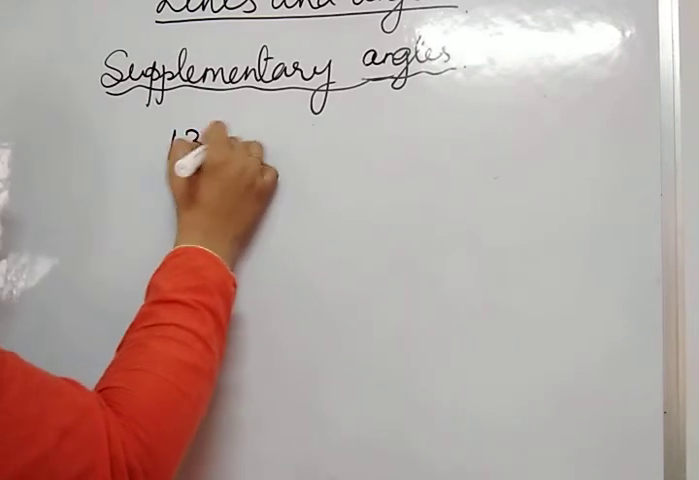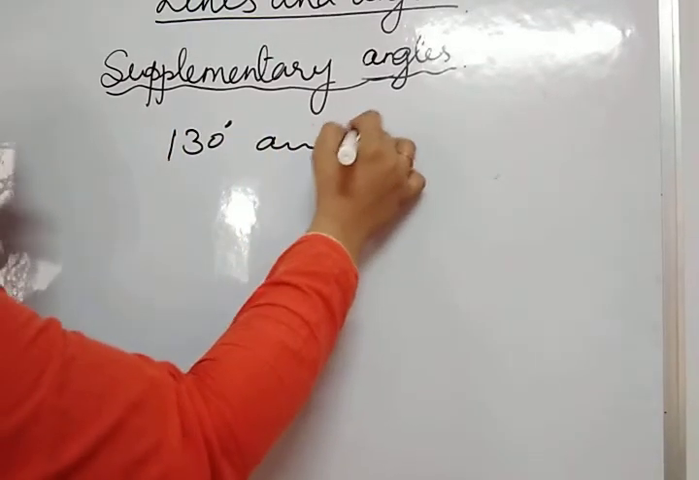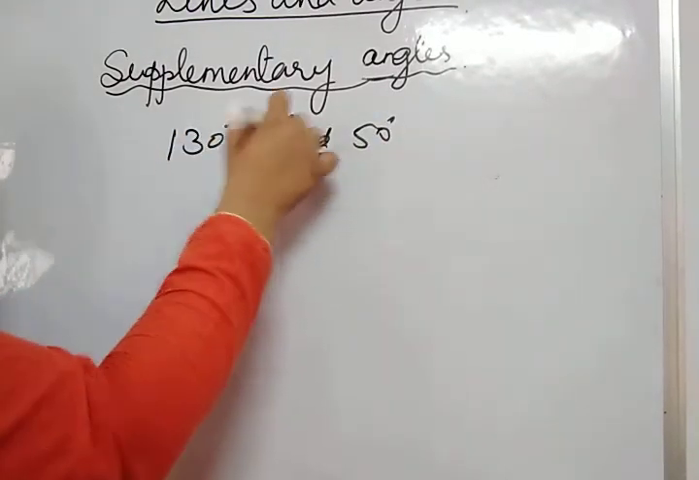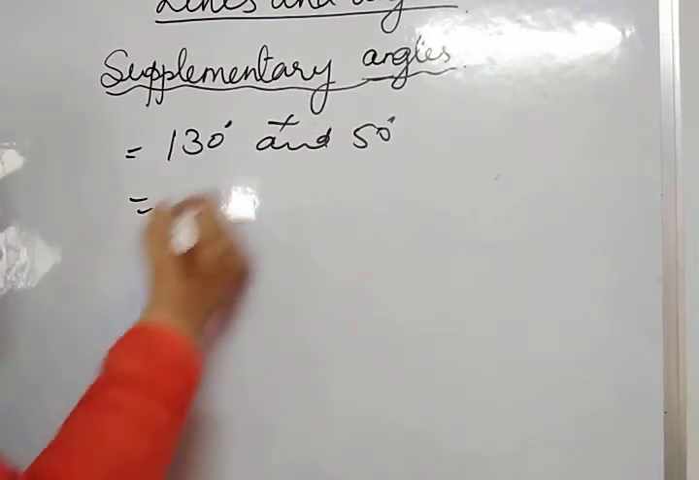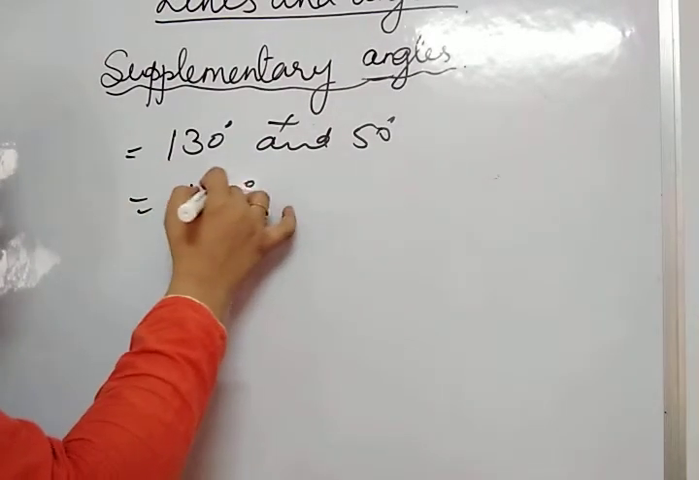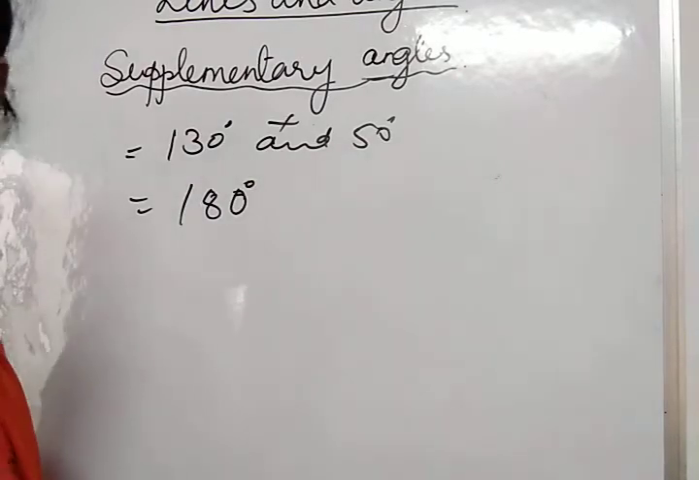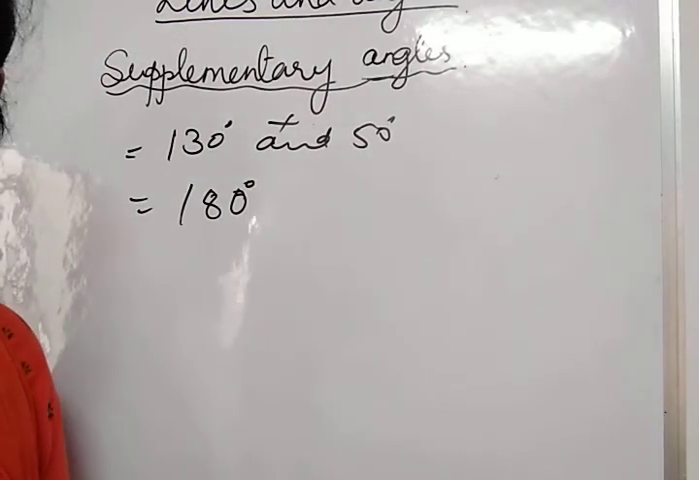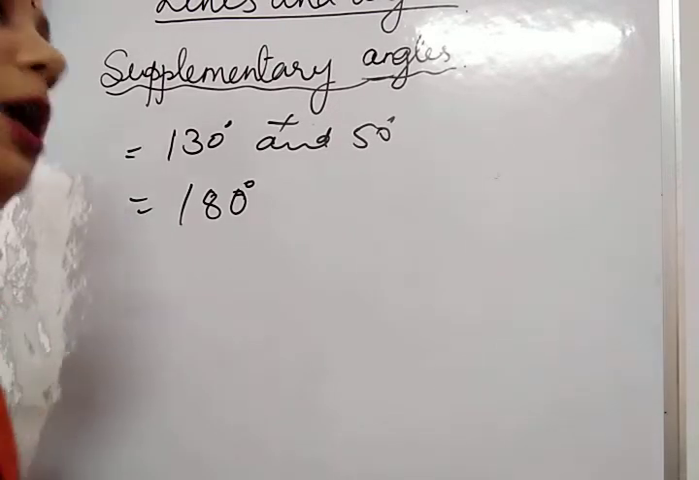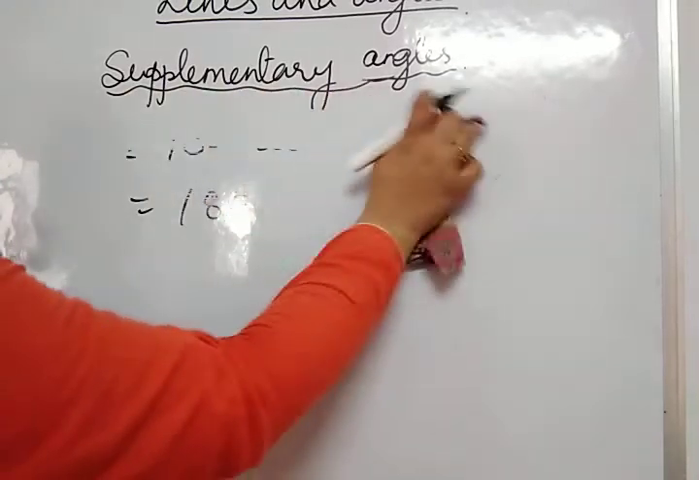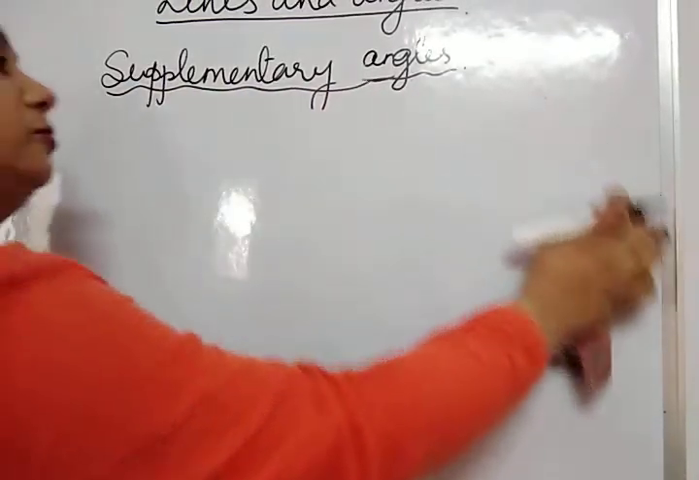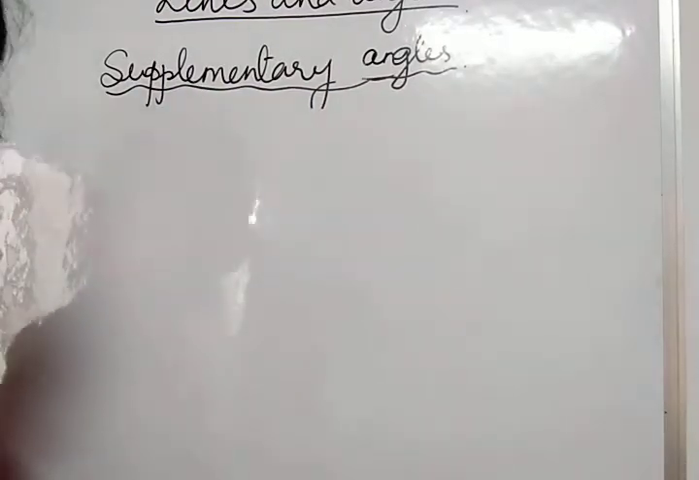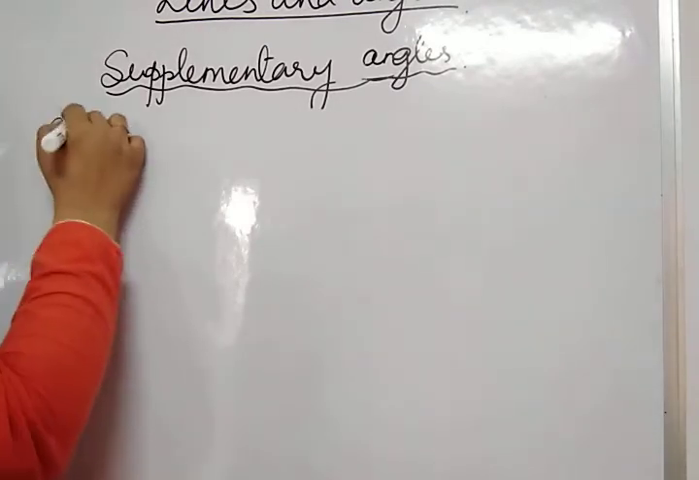Now 130 and 50 degree, add them. What is their sum? 180 degree. So these are a pair of supplementary angles. If we have to find out the supplementary angle of the given angle, then we will subtract the given angle from 180 degree.